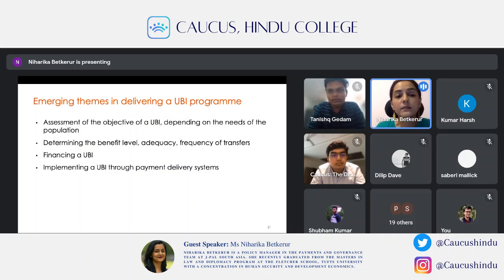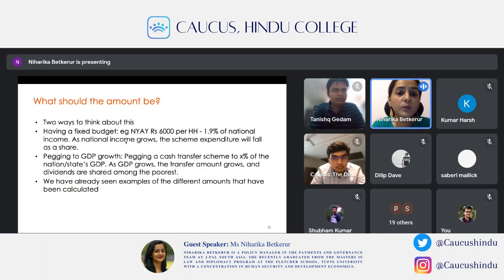And then comes determining what the benefit level should be. Is it enough for people to do what is intended? And what should be the frequency of these transfers? And there's also the all-important question of how do you finance a UBI? And then implementing a UBI through various payment delivery systems would also require a lot of prerequisites that we will see. So what should the amount be?